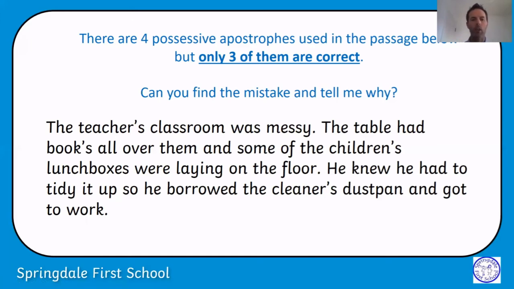I'm going to read the sentence and I want you to tell me which ones are correct, which one is the mistake, and tell me why. Remember, owner, object, owner, object. The teacher's classroom was messy. The table had book's all over them, and some of the children's lunch boxes were laying on the floor. He knew he had to tidy it up, so he borrowed the cleaner's dustpan and got to work. Pause the video here and see if you can work out which one is the mistake and why.